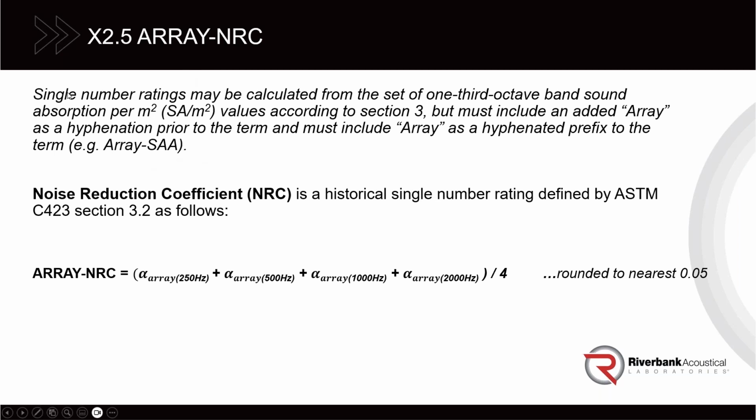So in section X 2.5, the single number ratings defined in section 3 can be applied to these alpha array values. For example, the Array-NRC would be the average of the coefficients, or the sound absorption per unit area, for 250, 500, 1K, and 2K, rounded to the nearest 0.05, and that would be Array-NRC. When you do this, you have to use a hyphenation prior to the term of the array. So, Array-SAA and Array-NRC.